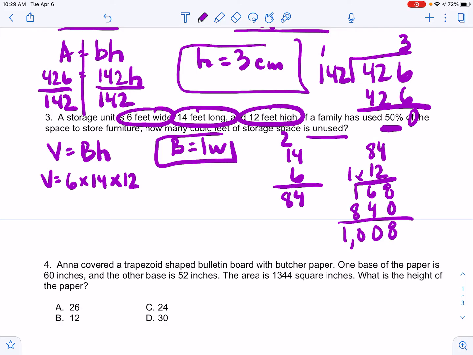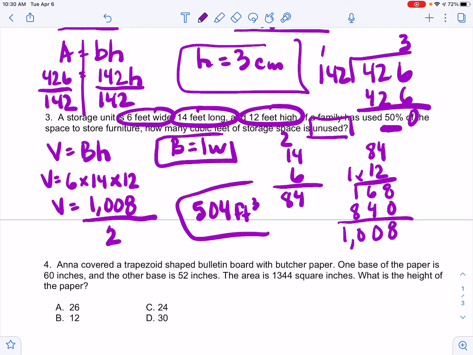So you have 1,000. The total volume is equal to 1,008. But they're asking the question, they only used half of the storage space to store furniture. They're asking us for unused. But since they're saying 50%, 50% would represent half. So unused and used will be the same. Okay? Half of 1,000 is 500, and half of 8 is 4. So the unused space would be 504 feet. This is the volume unused, so it would be cubic feet.